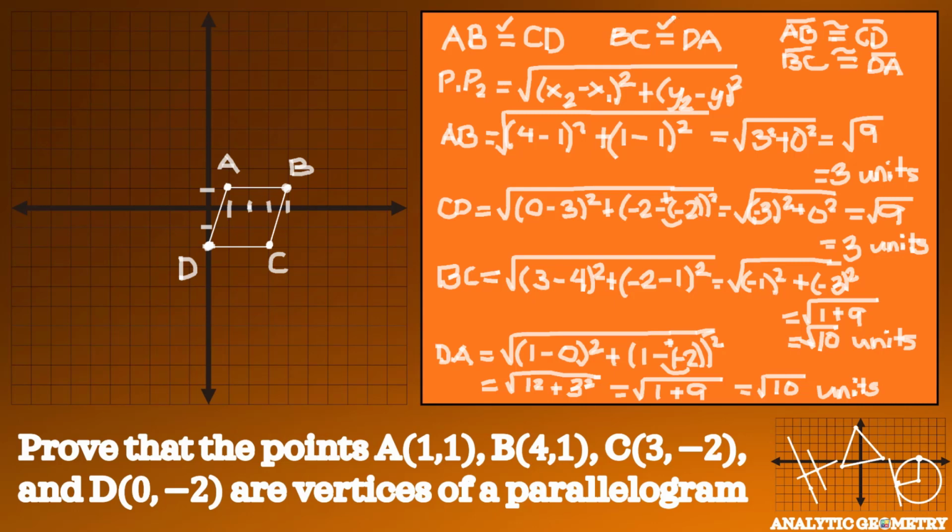Therefore, we have also proven that this is true. With these two in line, the opposite sides AB and CD have the same measurement, and BC and DA have the same measurement. Or you could also say that segment AB is congruent to segment CD and segment BC is congruent to segment DA. This shows that the quadrilateral given here is a parallelogram, and further shows that points A, B, C, and D with their corresponding coordinates are vertices of a parallelogram.